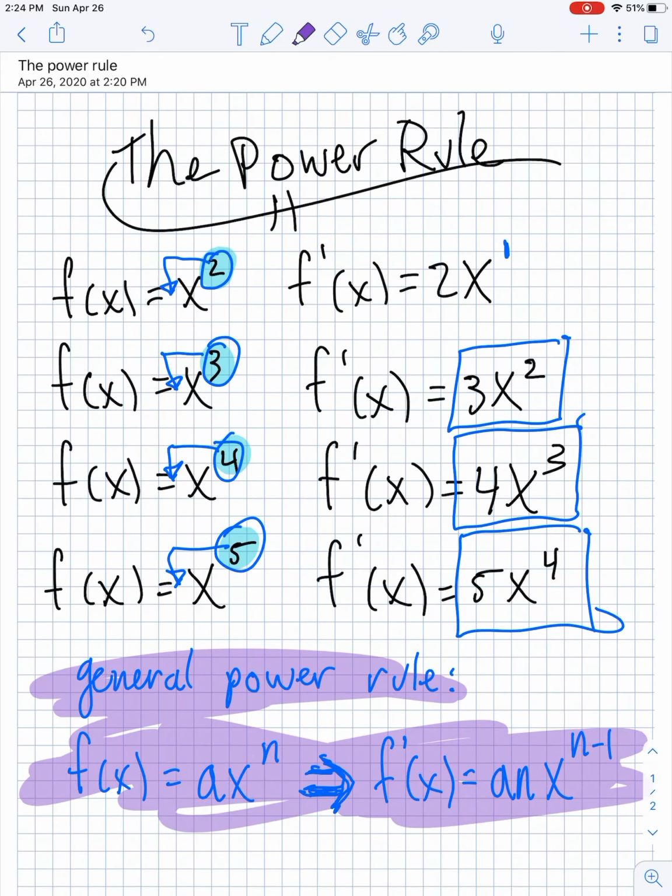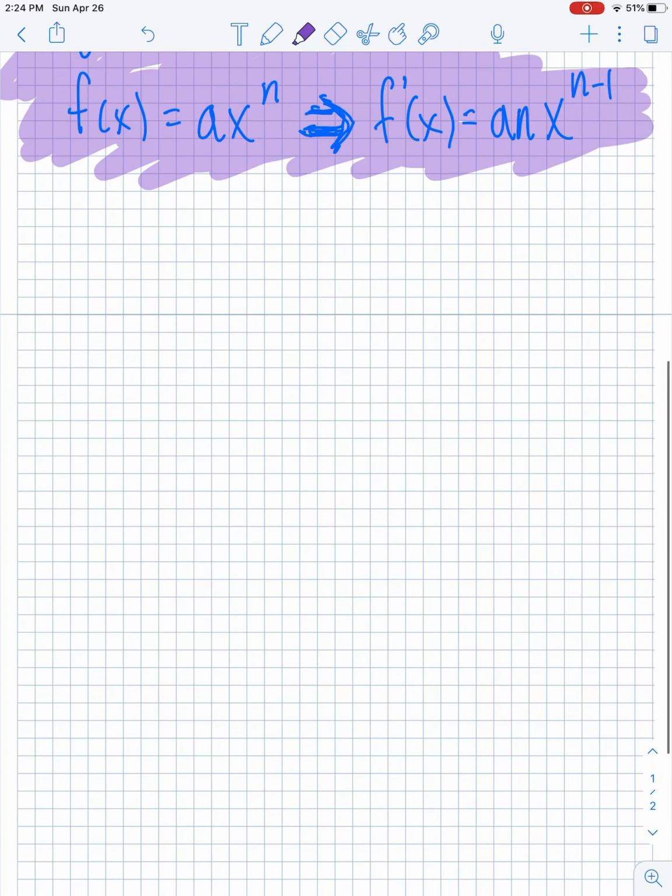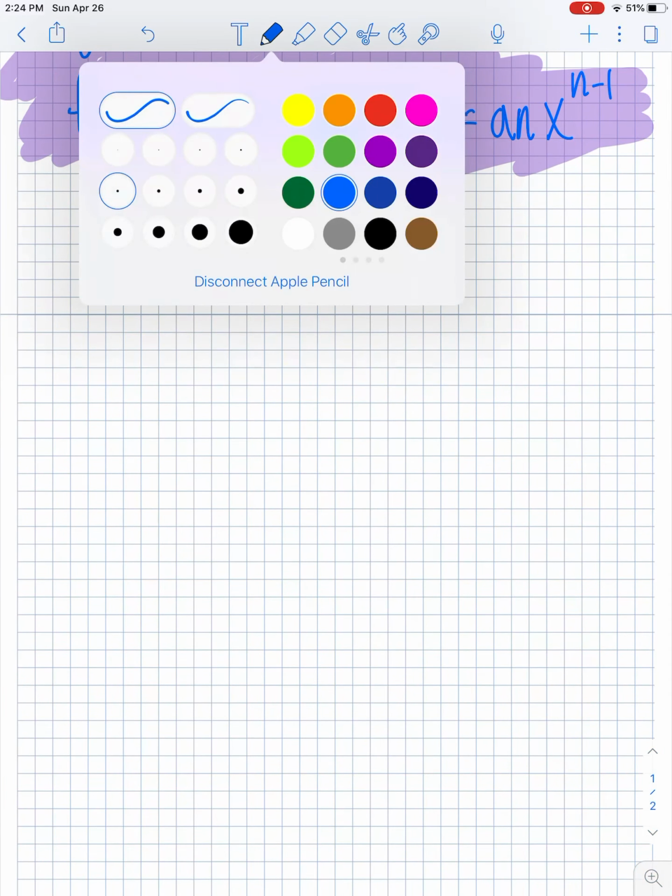The power rule is awesome because we don't have to use that long, boring definition to find derivatives anymore. In fact, if you have a function in the form of something x to the something, finding the derivative is really super simple. Let me do some examples for you guys using the power rule.